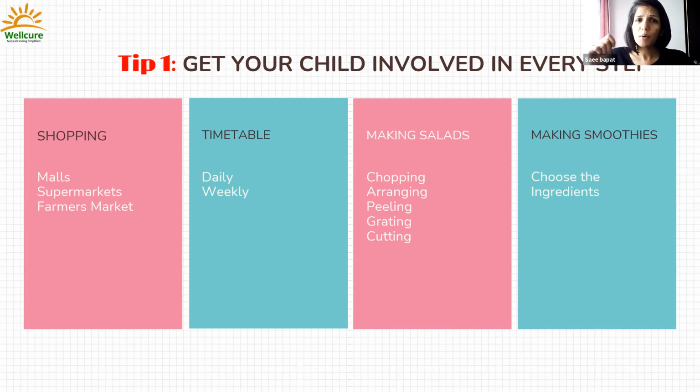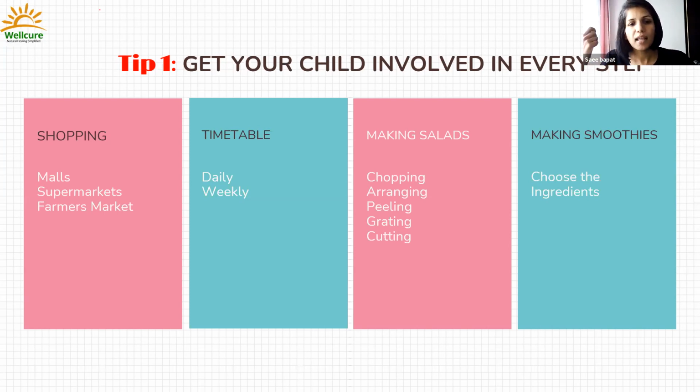So instead of talking about it, let them be part of that whole process, starting from shopping of fruits and vegetables. You can take them to farmers markets or malls, whatever is easy for you, and let them choose the fruits and vegetables and other products, ingredients that they want to eat. Let them make a timetable. Monday I'm going to eat banana, Tuesday I'm going to eat apple, Wednesday I'm going to eat pineapple. Give them all the freedom. Let them choose their own fruits. Many times you will be surprised that they will choose the fruits and vegetables which you don't like. So we should not force our views on them.